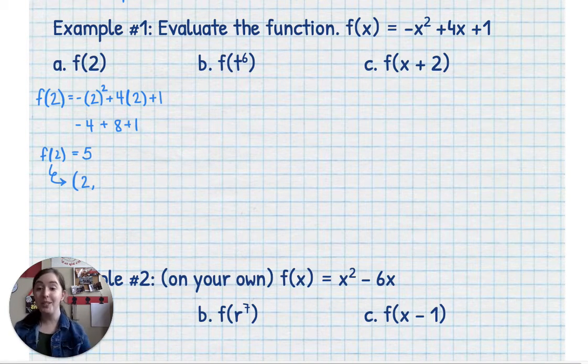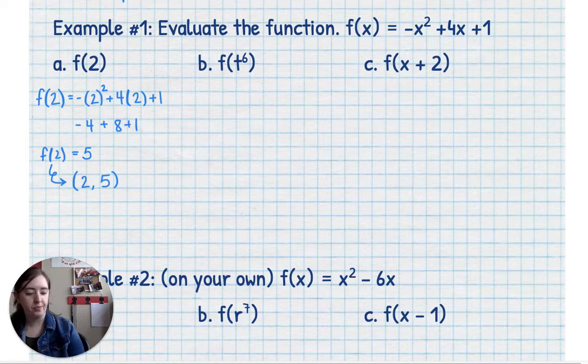So that 2 is my x, and that 5 is my y. So if I have f of 2 equals 5, that means that the point (2, 5) is on my graph. Cool. All right. Now we want to find f of t to the 6th.